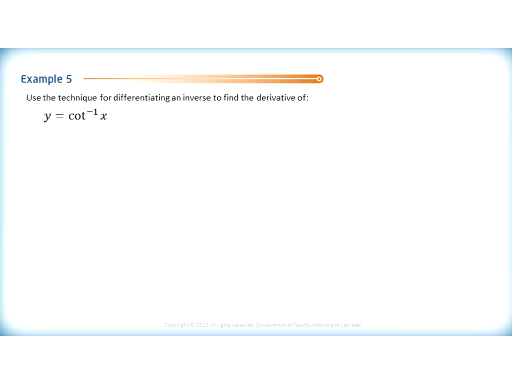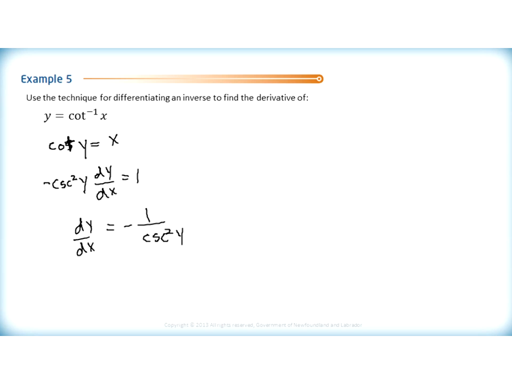y equals inverse cotan x. So then we're going to have cotan y equals x. And so when we differentiate, the derivative of cotan is negative cosecant squared of y times dy over dx, and that's going to be equal to 1. So dy over dx then is the negative of 1 over cosecant squared of y. All right, so now we need a trig identity to replace cosecant.